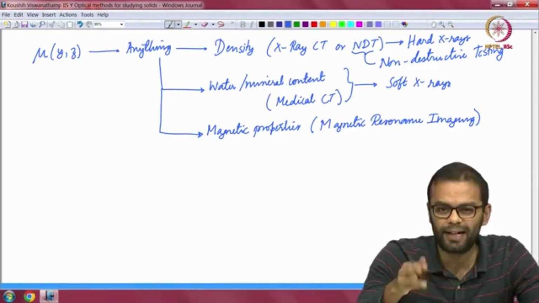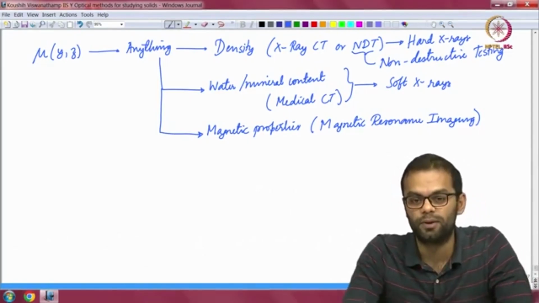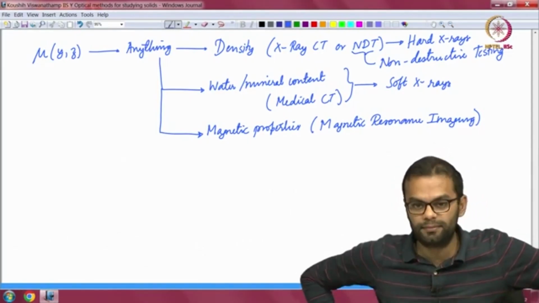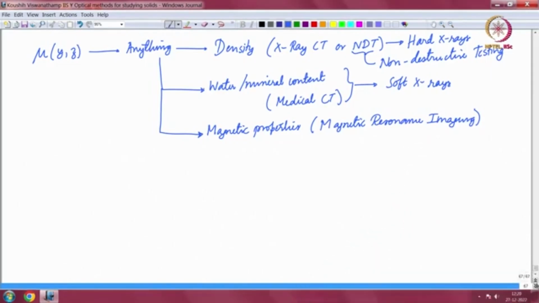And the techniques are somewhat similar, right. There are obviously differences from one to the other, there are some things you have to change, but the broad ideas are more or less the same. So let us start looking at what we have to do to reconstruct mu of xy in general, irrespective of what it represents. We will just treat it as a mathematical quantity right now.